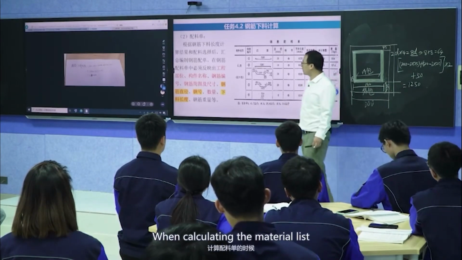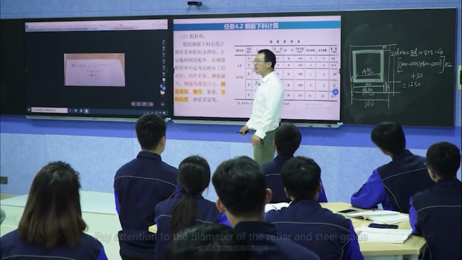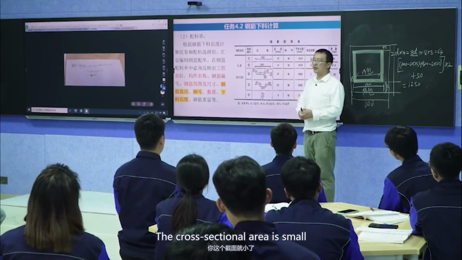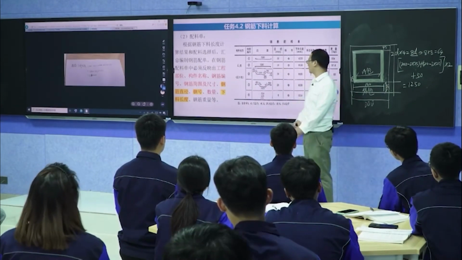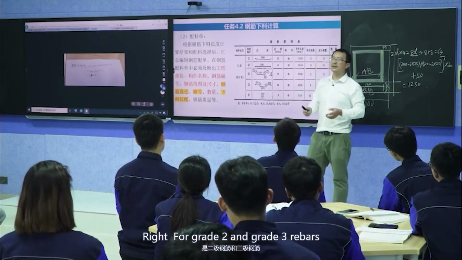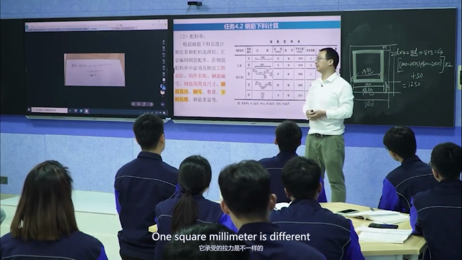When calculating the material list, pay attention to the diameter of the rebar and steel grade. The smaller the diameter of the rebar, the smaller the cross-sectional area, and its tensile strength is weaker, and the steel grade is also the same. For grade 2 and grade 3 rebars, the tensile strength per square millimeter is different.